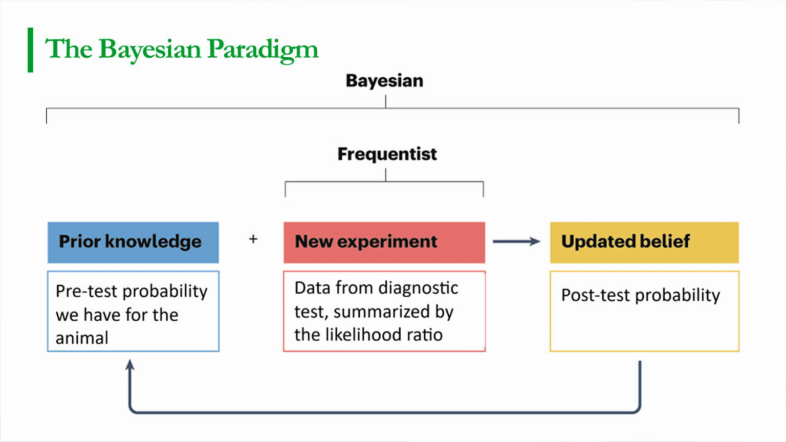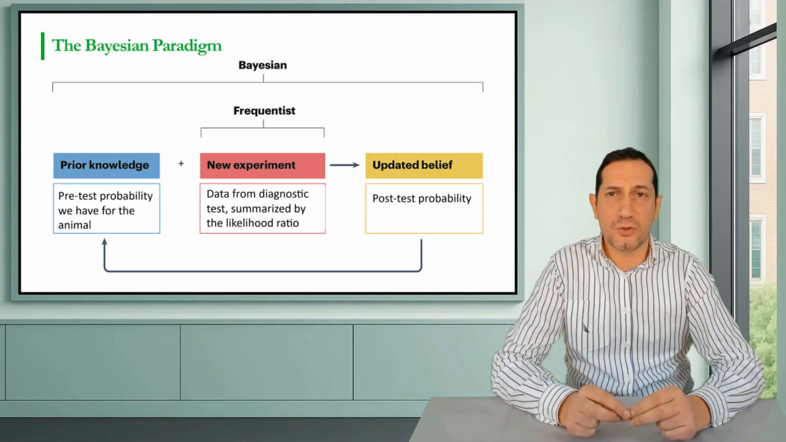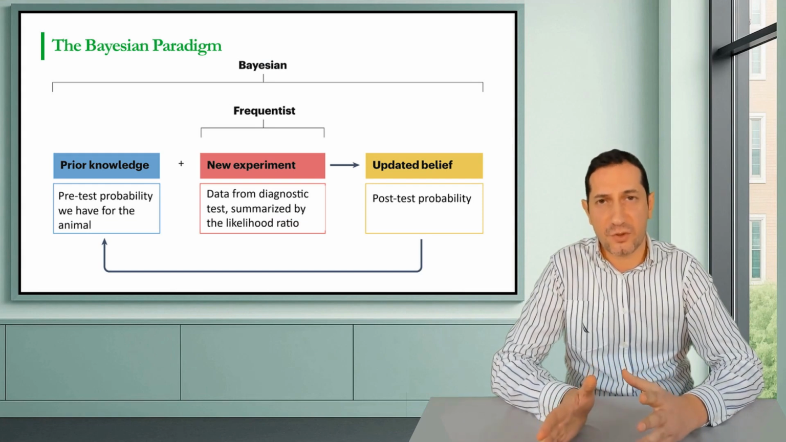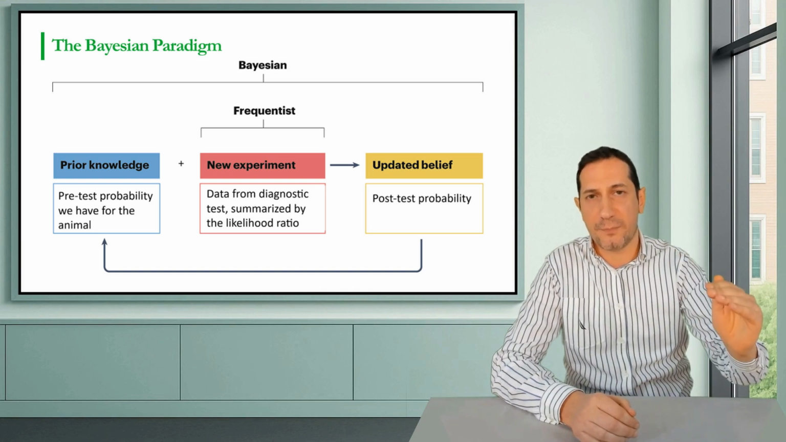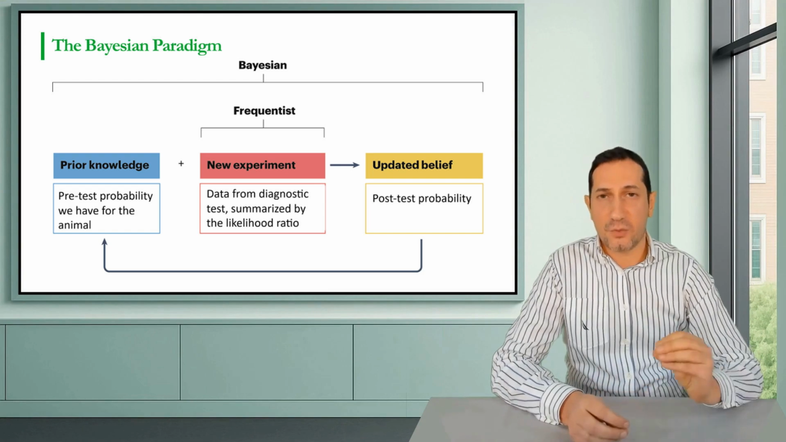This isn't just a one-time calculation, it's a dynamic process. The post-test probability you calculate today after a physical exam can become the pre-test probability you use tomorrow when you interpret a blood test. It's a continuous logical framework for integrating multiple pieces of information to arrive at the most rational conclusion, and it mirrors how experienced clinicians think intuitively.